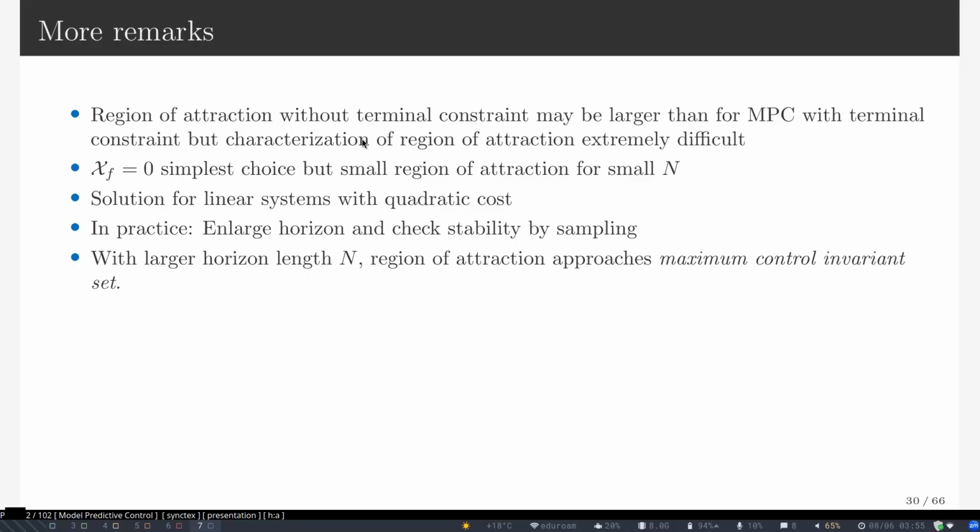As the horizon increases, the region of attraction approaches this object known as the maximal controllable set. So this is the best we can get. There are diminishing returns after a certain threshold.